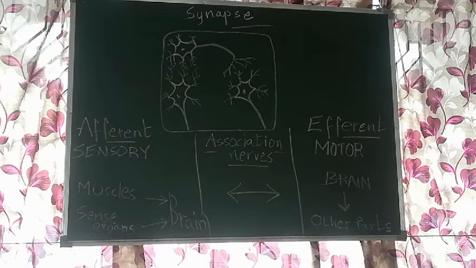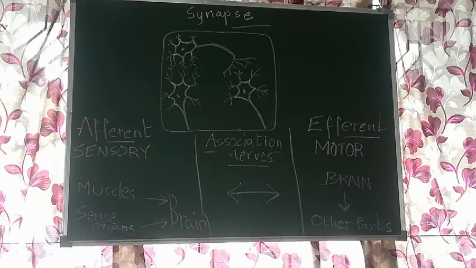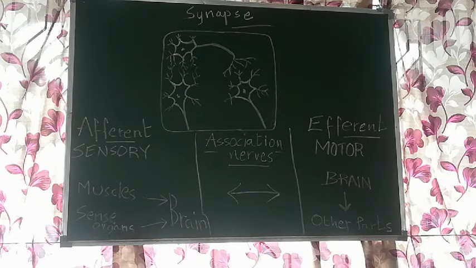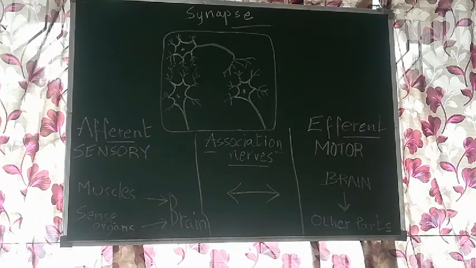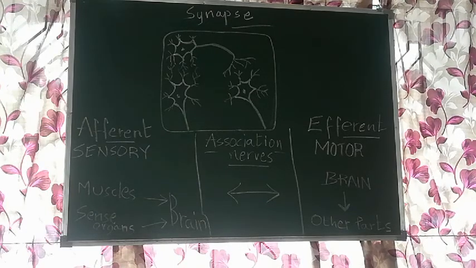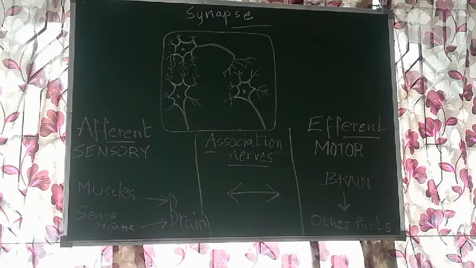Now association nerves, as the word itself indicates, these nerves just link the afferent and efferent nerves, or say sensory and motor nerves. What is the meaning of motor? M-O-T-O-R means muscle activity, any activity being done. Sensory means the sensations from sense organs, so that is the difference.